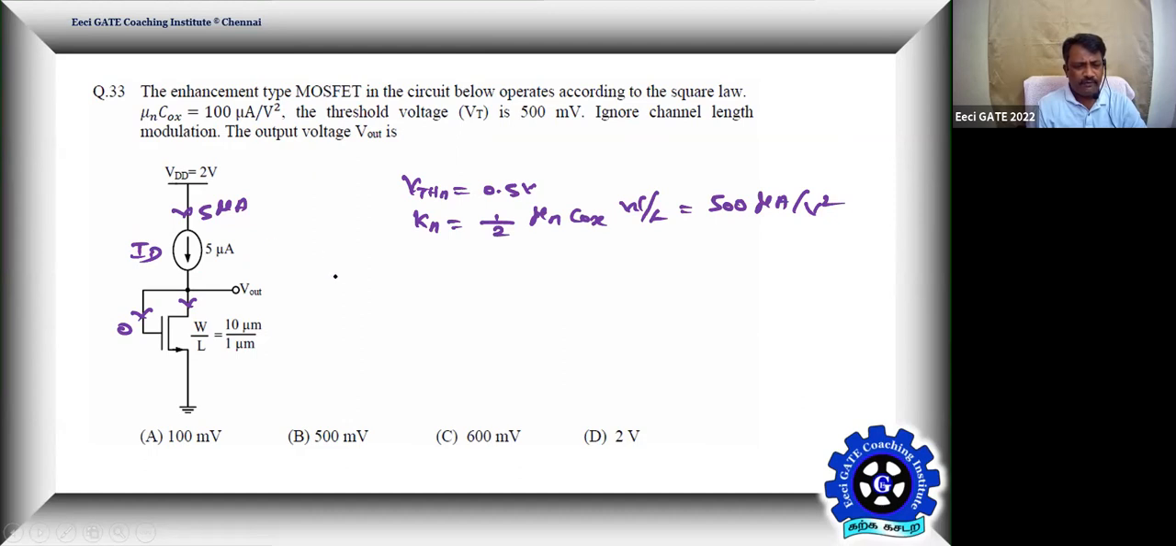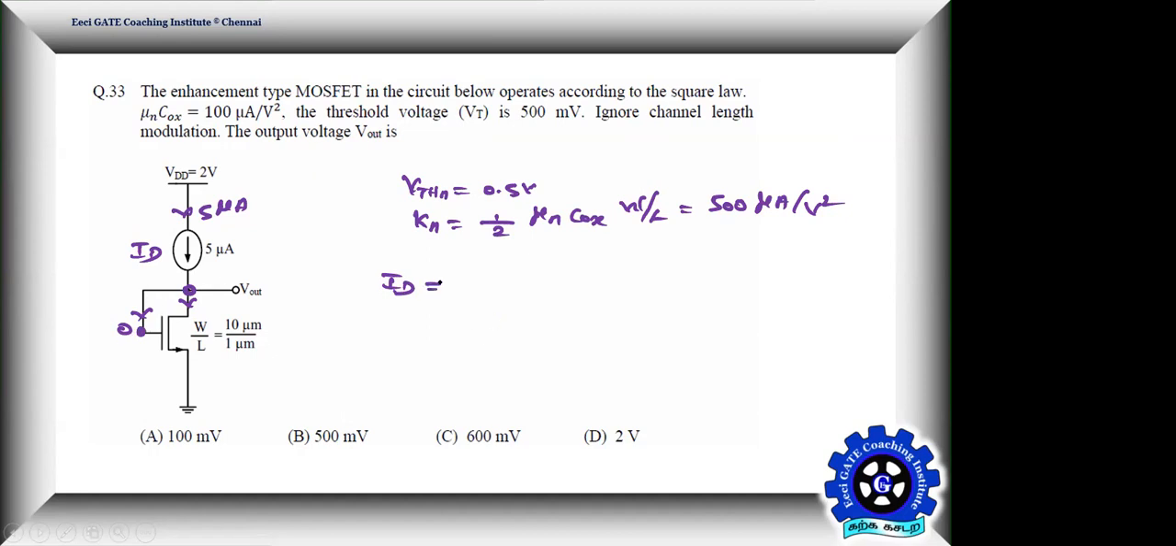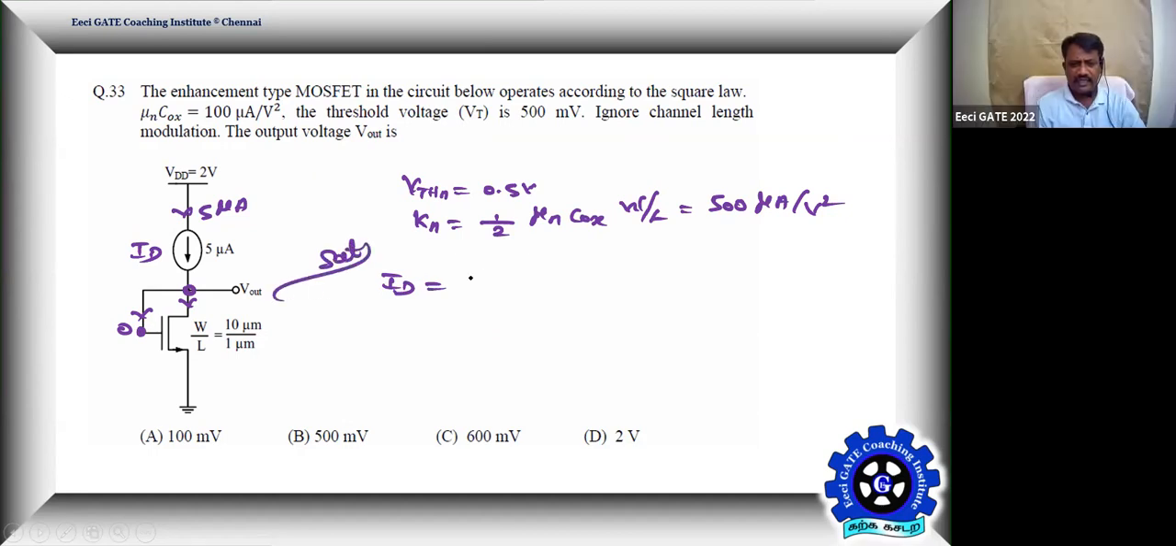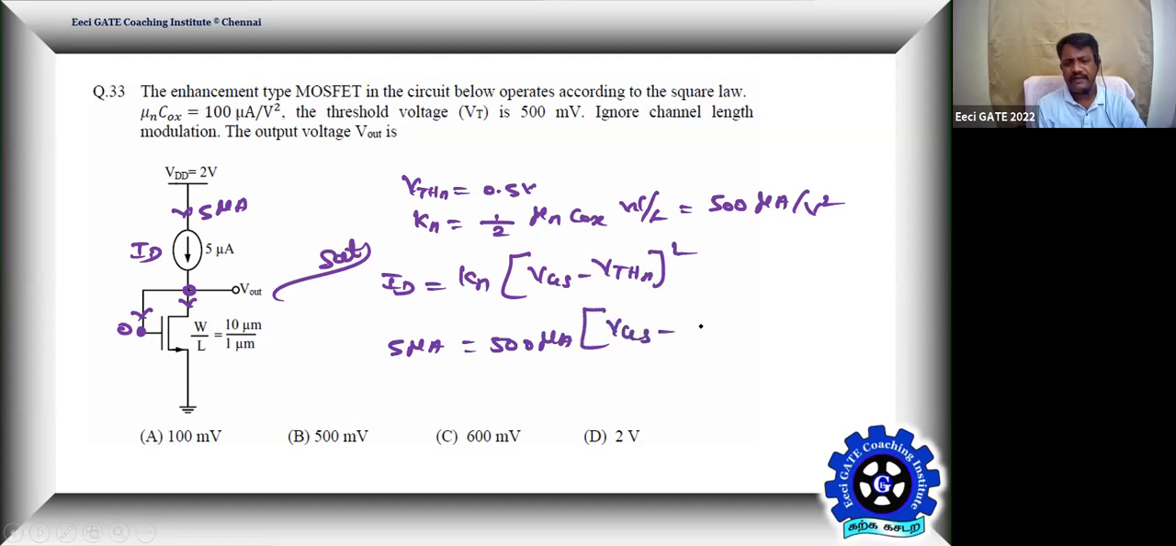So given ID equal to 5 microamps, and we know the device is in saturation because the gate and drain terminals are again shorted, correct? So therefore the device is in saturation. Under saturation, ID equals Kn into (VGS minus threshold voltage of the NMOS) the whole square. So ID is given as 5 microamps, that is equal to Kn, which is 500 microamps, into (VGS minus 0.5) the whole square. Rest is completely in your control. Give me the answer.